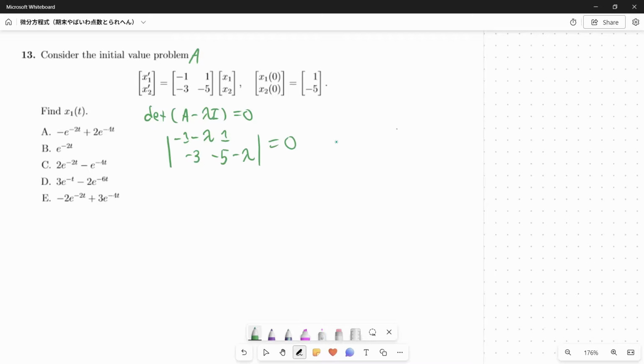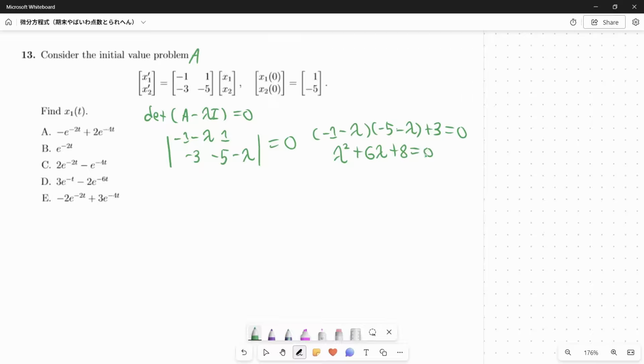And then to find the determinant of a 2 by 2 matrix, recall that that's multiplying the top left by the bottom right, and then subtracting the bottom left times the top right from that. So you should end up with an equation that looks like (-1 - lambda)(-5 - lambda) + 3 = 0. When you simplify this down, you should end up with a quadratic expression that looks like lambda squared + 6 lambda + 8 = 0.